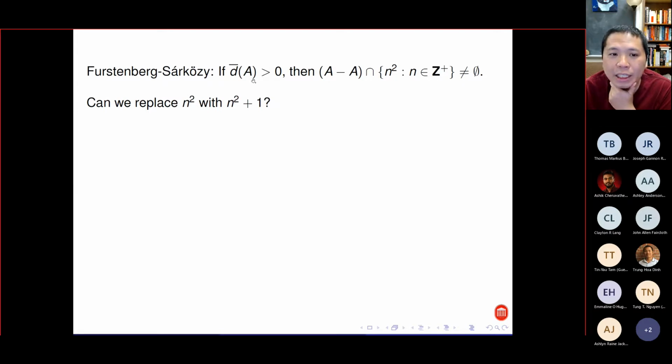If I have a dense set, which means that its upper density is positive, then am I guaranteed to find two numbers in the set whose difference is of the form n squared plus 1? What do you think? Seems like not impossible, right? Not possible. Sometimes. Yeah, that's true. But can you give an example?